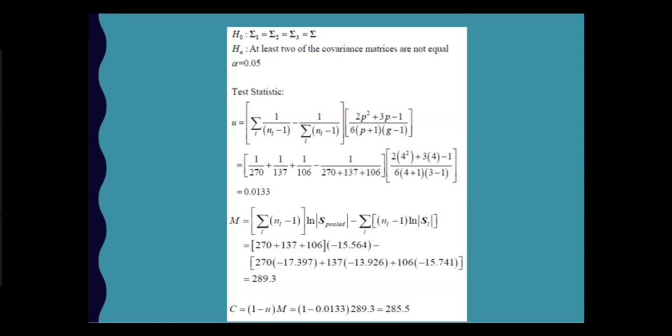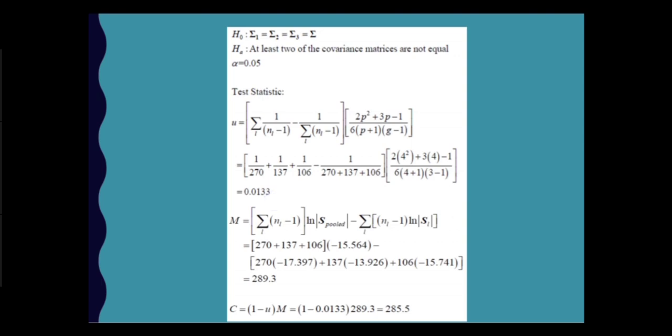And then multiply with 2 times 4 squared, because our p, the number of cost variables, is 4. And here g is 3, because we have 3 treatment groups or 3 populations involved. So apply the formula, and you will get 0.0133 for U.